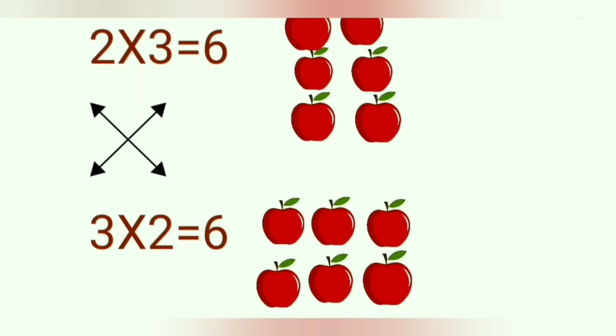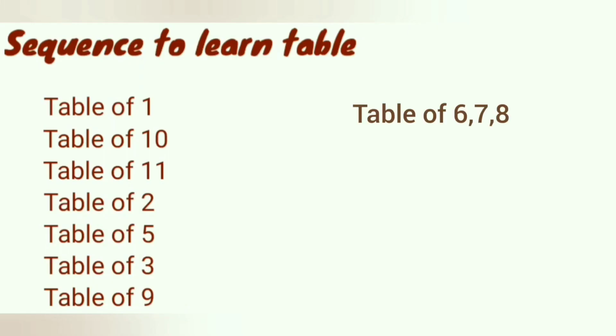After that, teach them tables in one particular sequence. We should teach them the tables of 1, 10, and 11 first. After that, the concept of odd and even numbers, so they can learn the table of 2 very easily, right? And after that, the tables of 5, 3, and 9. For the tables of 5, 3, and 9, I already made videos and kept links in my description box. You will get it from there very easily.